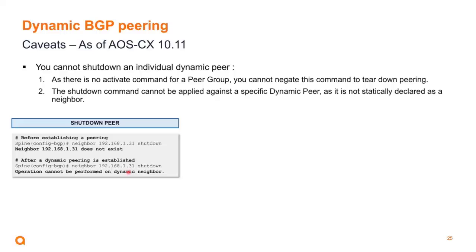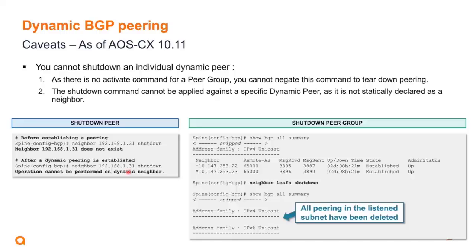On the other side, if you try to shut down the peering using the IP address of a dynamic peer, it will be refused by the system. So the only way today to close a session without having to remove the dynamic peer group is to shut down this peer group. But keep in mind that doing so will close all the sessions with the peers matching this peer group.